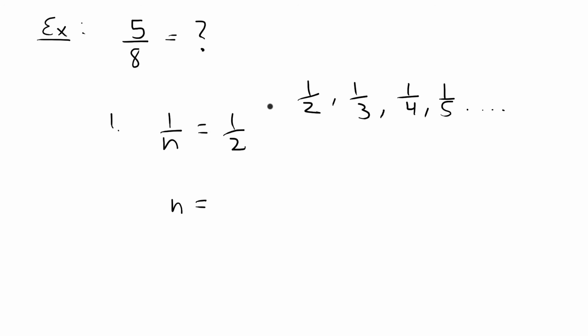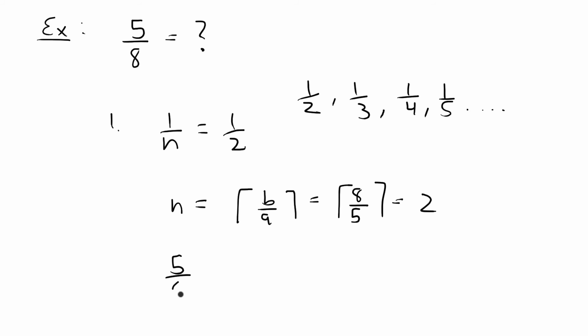Formally, choosing the largest unit fraction means n is the ceiling of b over a. In this case, that would be the ceiling of 8 over 5, which again gives you 2. So we're going to start with 1/2. For step 1, we take 5 over 8, which is our a over b, and subtract 1 over n, which in our case is 1 over 2. That gives us 1 over 8 left over.